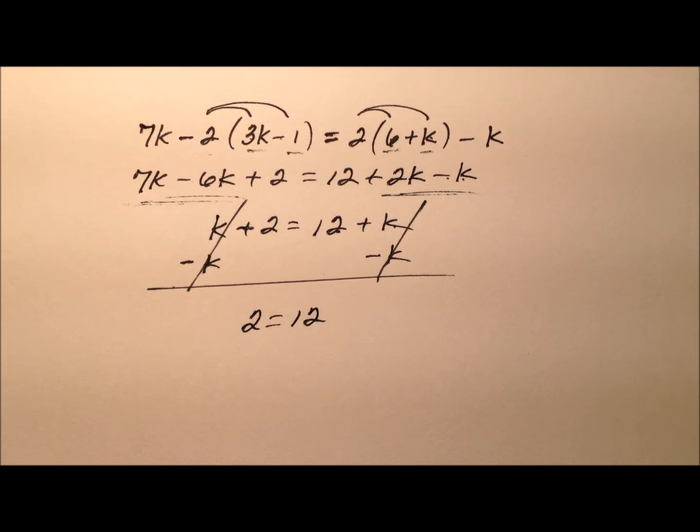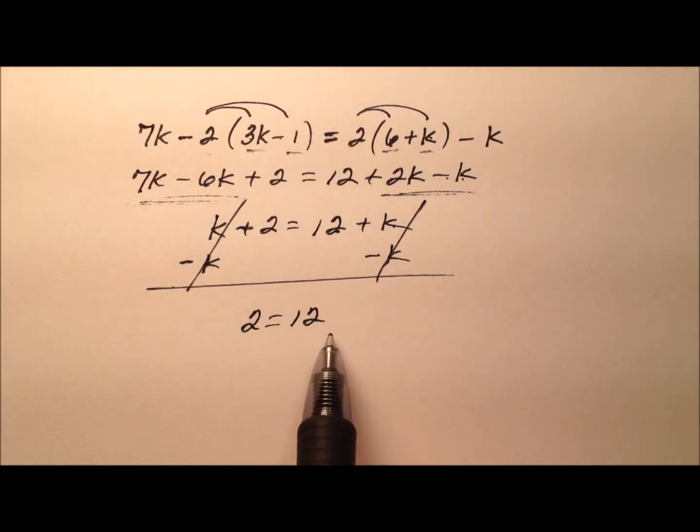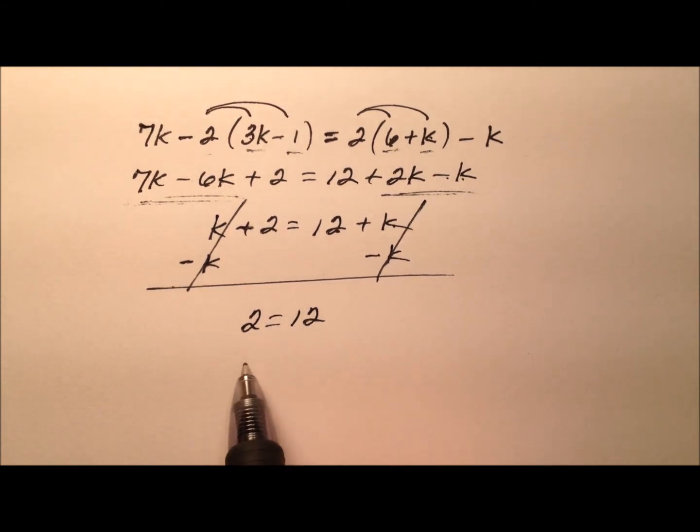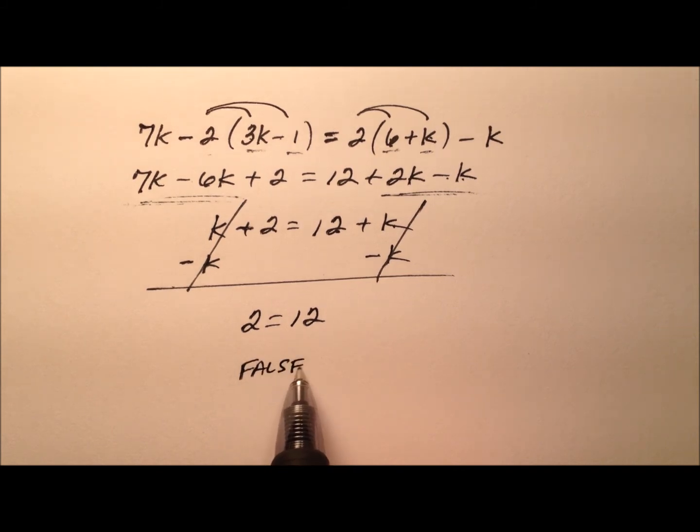Well, what happens in a situation where you have yourself an equation and you work your properties of equality like you're supposed to, but then all the variables cancel out? Well, then you have to think about, what am I left with? Is this a true statement or is this a false statement? Well, does 2 equal 12? Indeed, it does not. So we say this is a false statement.